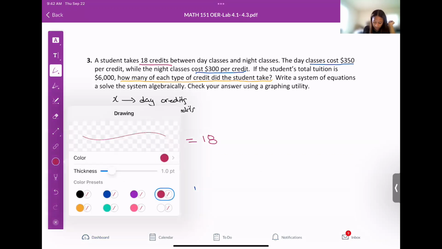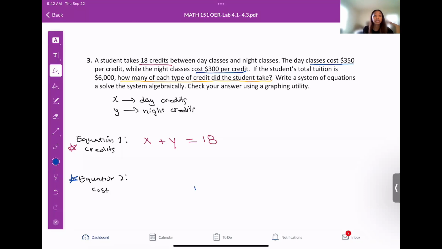All right. And then we can use the information given to us about the cost to find our second equation. We're told the day classes are $350 per credit. So if we take 350 and multiply by X, that's the number of day credits that we're taking. That tells us the cost for the day classes. And similarly, the night classes are $300. So if you do 300 times Y, the number of night classes, that gives us the cost for the night classes. And then we're also told that in total, we spend $6,000 on the classes. So this should be equal to 6,000.